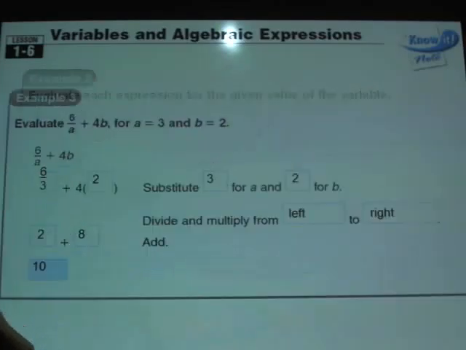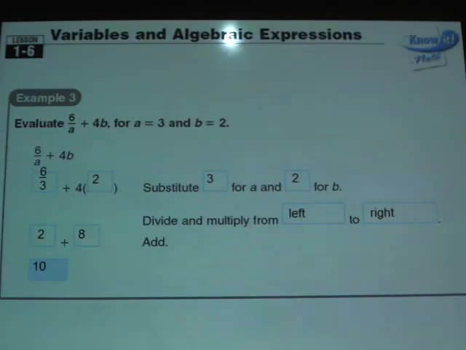In question number 3, they're asking us to evaluate 6 over a, 6 divided by a, plus 4b, 4 times b, for a equals 3 and b equals 2. Well, as you can see, they keep notching the difficulty up on you a little bit here. Now there are 2 different variables, but that shouldn't be of concern to us. Right? There's 2 variables, there's 2 different things you're supposed to plug in there.